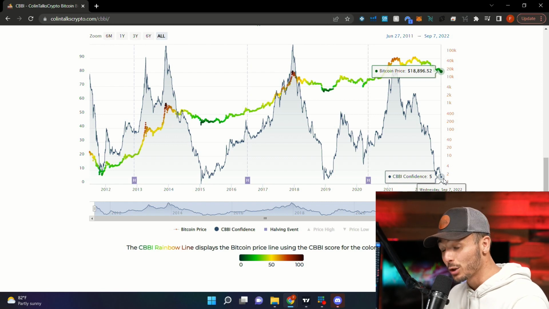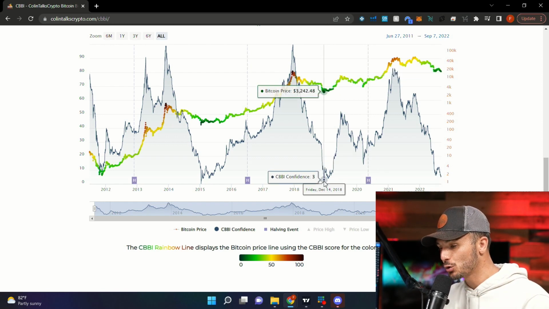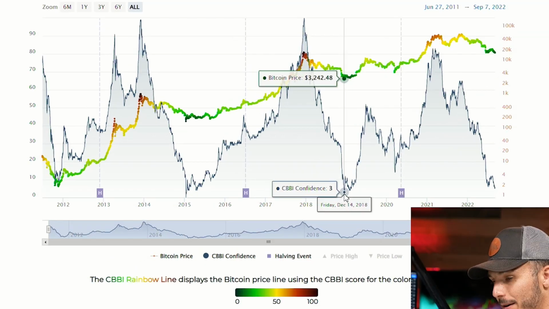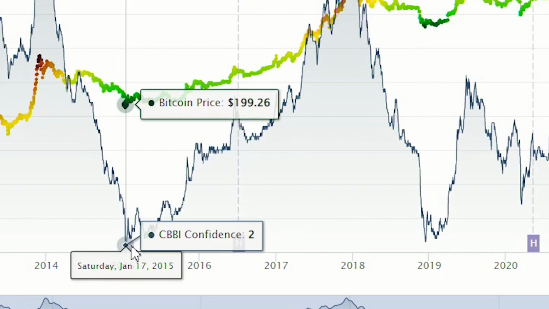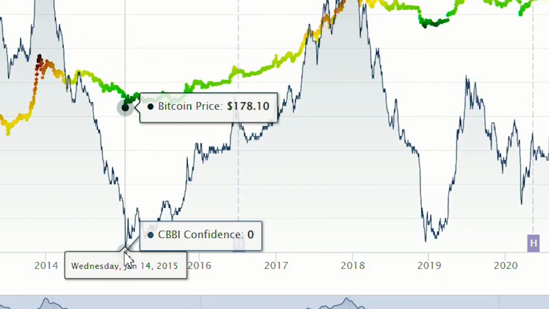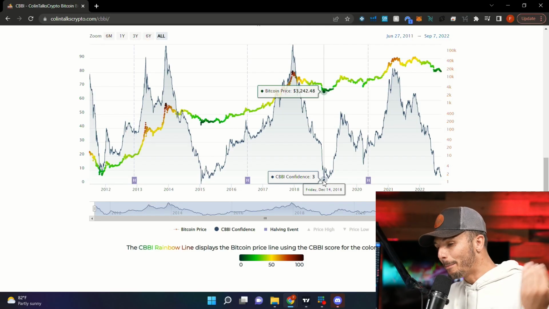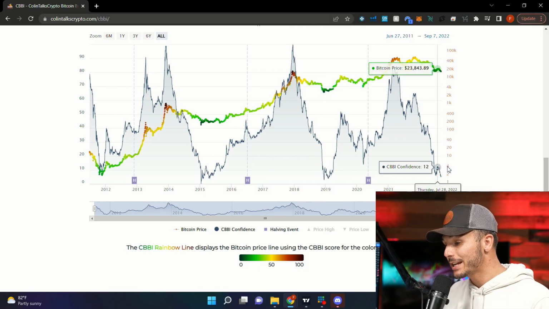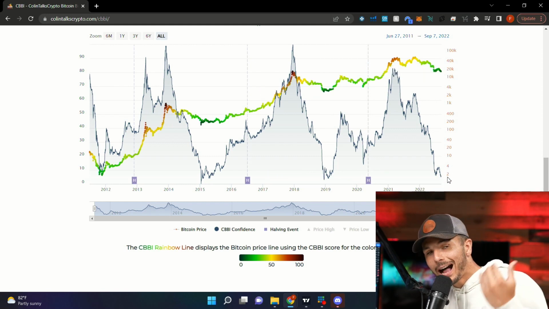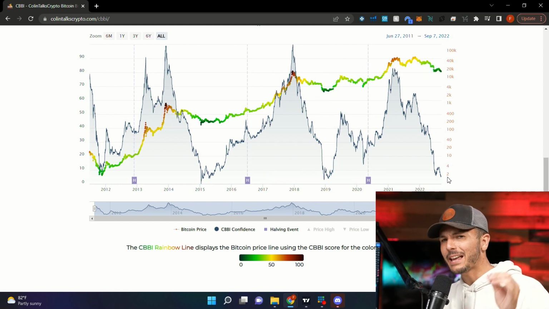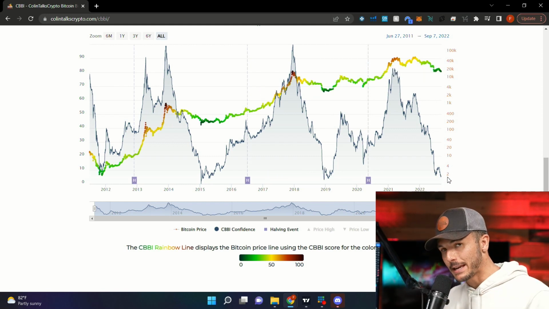Now, this is getting close to the previous bear markets. If we go back to 2017, we actually bottomed out at a 3. And if we come all the way down here to 2015, we actually bottomed out at a 0. So bottoming out in 2018 at a 3 and now being at a 5 here, I am starting to expect the bottom, if not already in, has got to be pretty close.